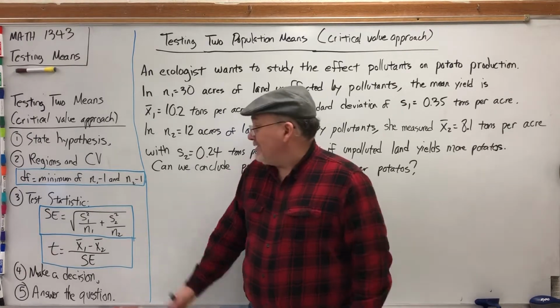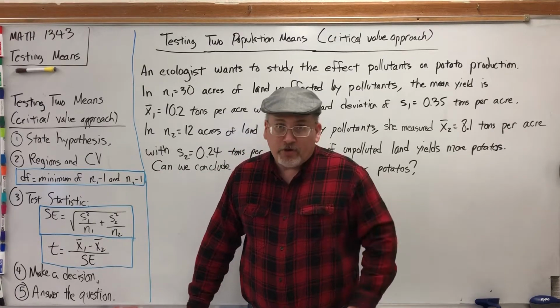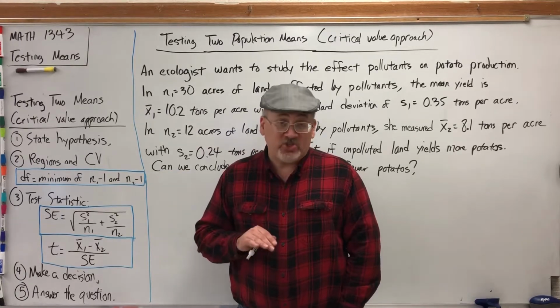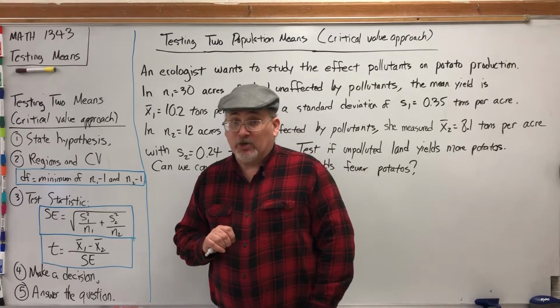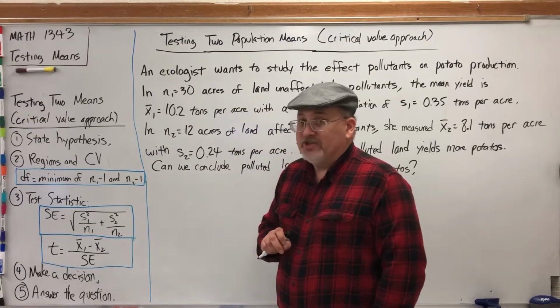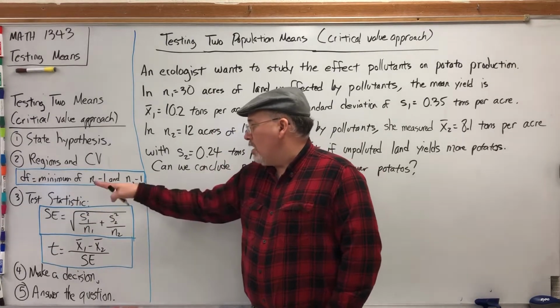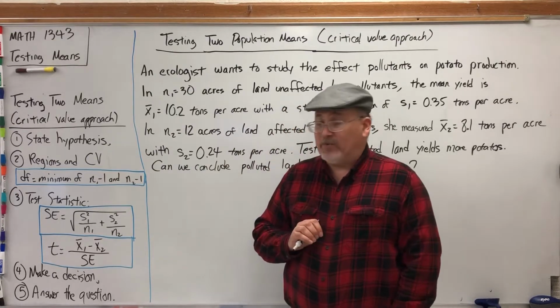I regret to say that this is not consistent across statistics. I've taught in another book that said instead of using the minimum degrees of freedom, you use the sum of the degrees of freedom, but that's not what we're going to do in this particular book that I'm referencing while I'm teaching this class. So our degrees of freedom will just be the minimum of the degrees of freedom from the first sample or the degrees of freedom from the second sample.